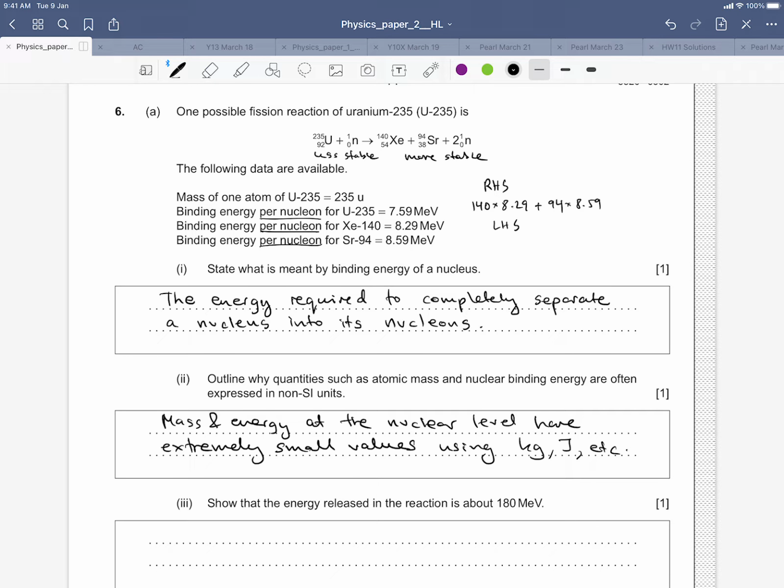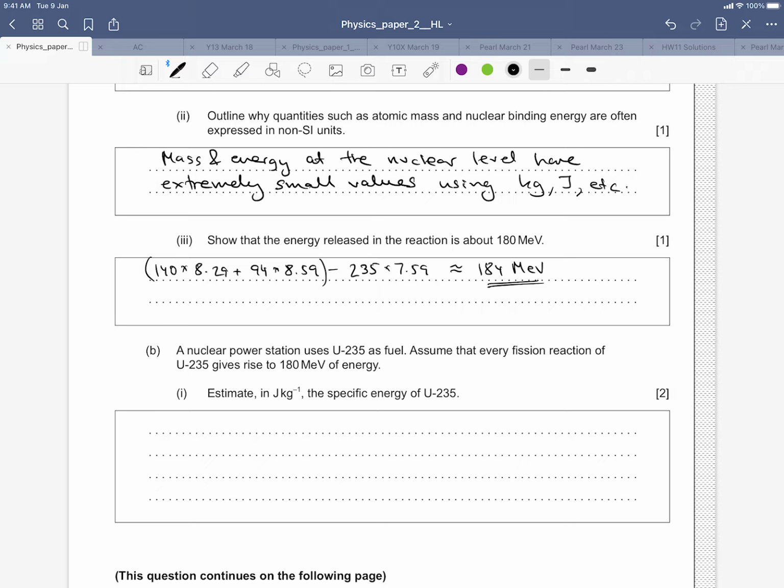Okay, then we are now looking at a nuclear power station. So let's assume every fission reaction gives rise to 180 MeV, like we just calculated, and then we have to estimate the specific energy, right? And we have to give it in units of joules per kilogram. That's the SI unit for specific energy. So basically we know that we get 180 MeV of energy. We can convert that to joules, divided by the mass of one uranium-235 nucleus. So that should be easy enough.